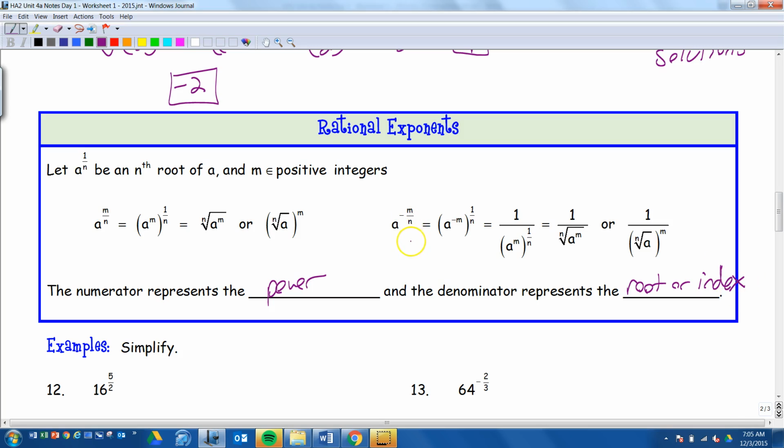And it works the same thing with the negative ones. We have a to the negative m over n. Well, first of all, you can rewrite it in many different ways. You can say it's a to the negative m and then to the positive 1 over n. You can flip it over and put everything on the bottom, and you can also write it in radical form.